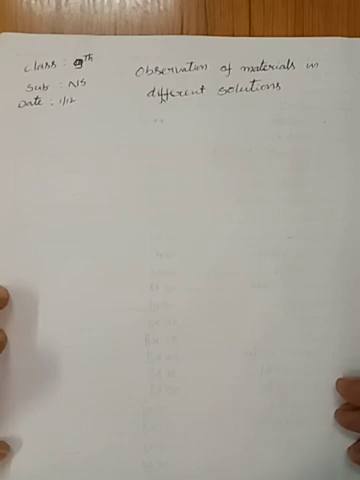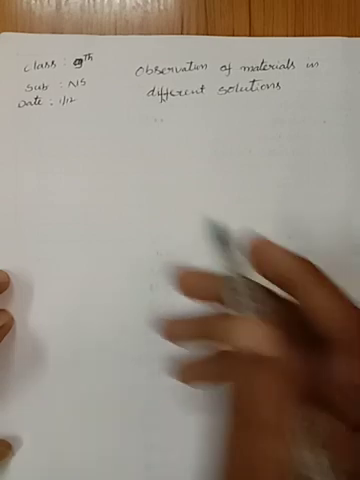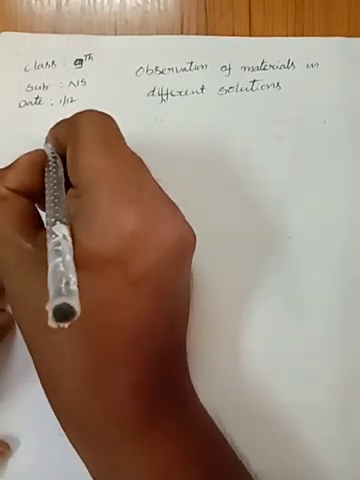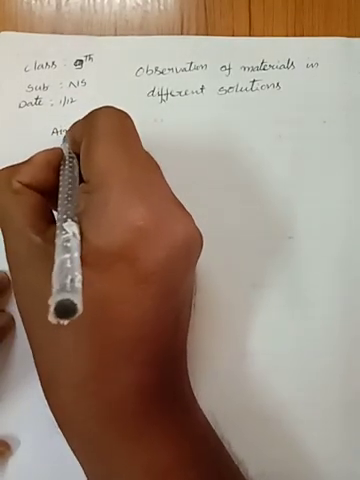To understand how materials enter into the cell and exit out of the cell, we can perform some activities. First of all, we do one lab activity: observation of substance in different solutions. First of all, we have an aim.